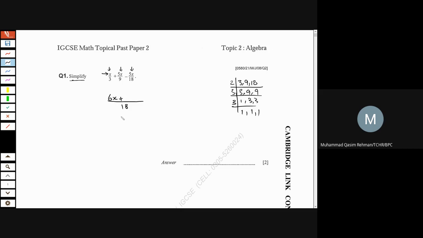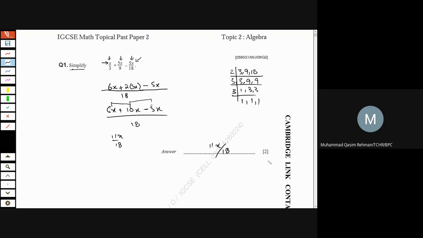Plus 9 times what is 18? 2. We multiplied with the numerator of the same fraction, which is 5x, minus 18 times what is 18? 1. 1 times the numerator of the same fraction, which is 5x. So 6x plus 10x minus 5x over 18. All are x's, so you can dissolve them. So 6 plus 10 is 16, minus 5 is 11. So 11x over 18 is the simplified form.